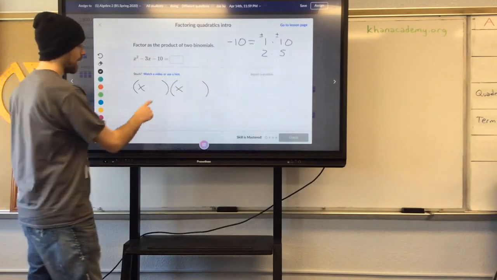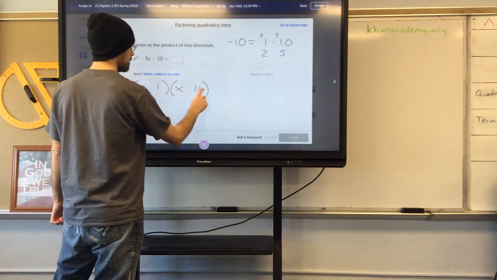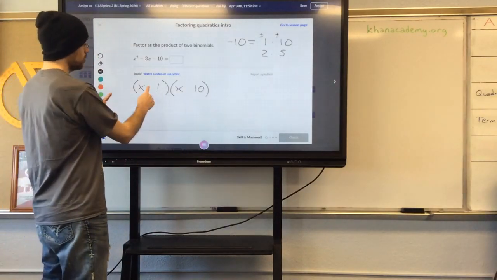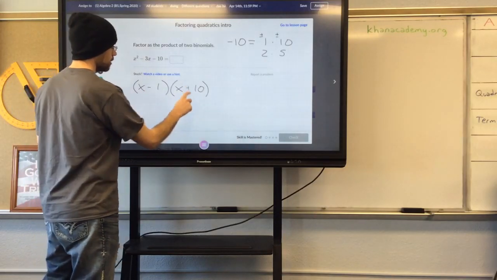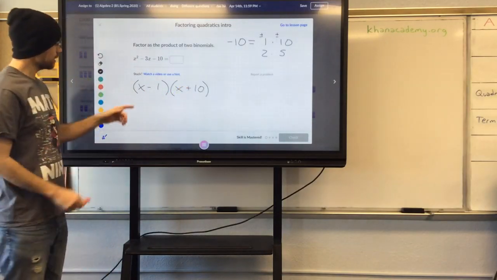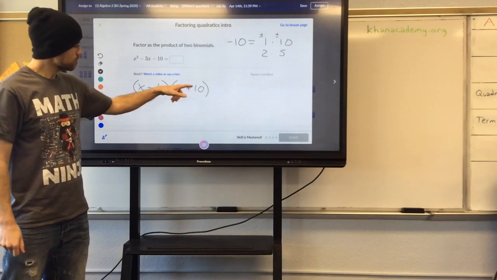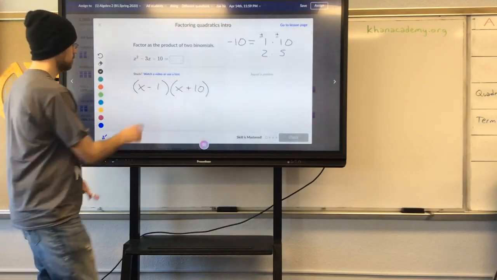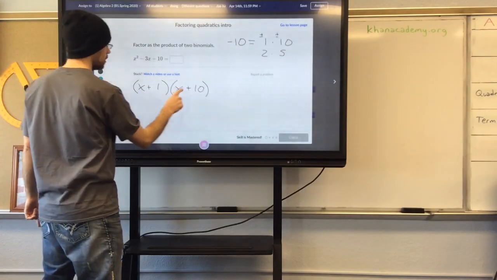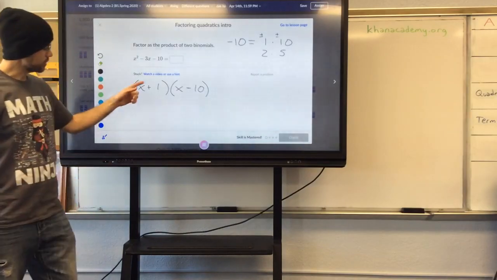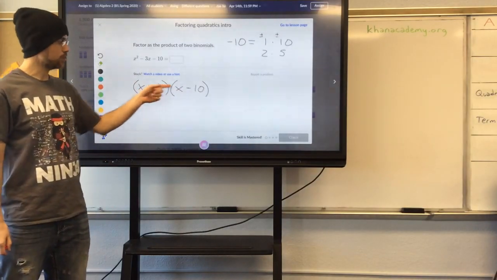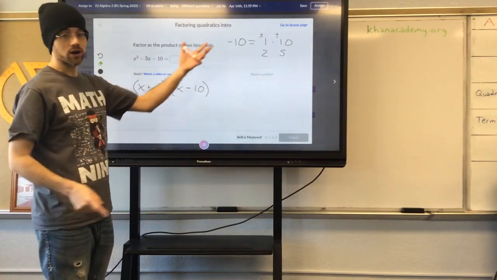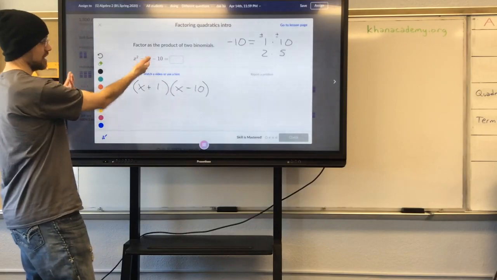So let's just see what happens if we put a 1 and a 10 here. One of those has to be positive, one has to be negative. Okay, so if I do it this way, I'm going to end up with negative x plus 10x. Well, that's 9x. That's not okay. What if I switch the sign? Then I'll have negative 10x's plus x. That's negative 9x. So we've eliminated using 1 and 10 as a factor because we can't get this negative 3 that way.